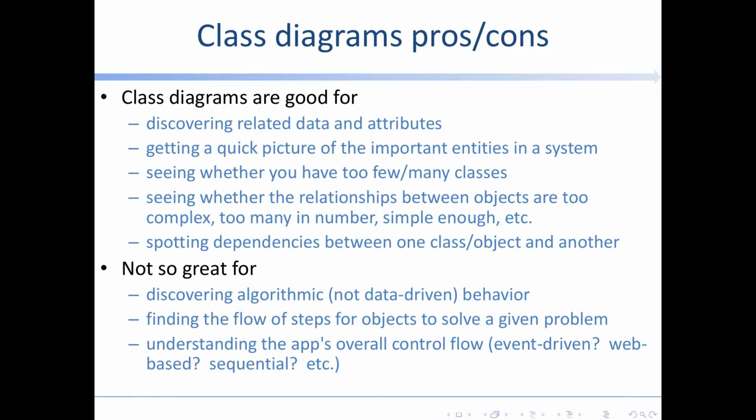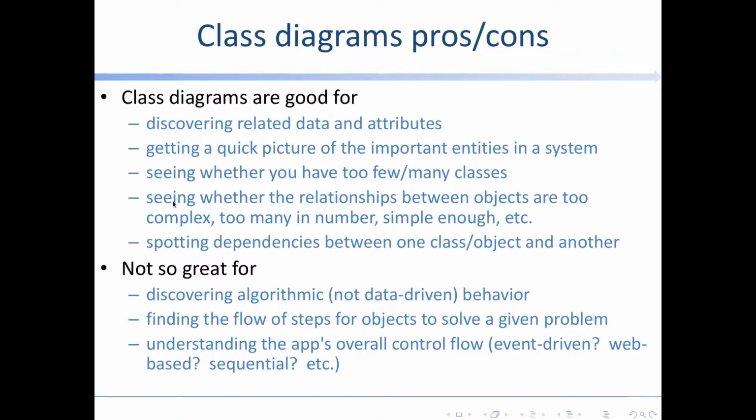If you remember, at the very beginning I told you that class diagrams are limited, but they are good for certain things. For example, finding out about the data and the attributes, right? It's like a data model, but a little bit more than that. It also gives you a quick picture of what's happening in your system, so it's a good snapshot. By looking at these class diagrams, you can see if you have too many classes, for example, or you don't have enough.